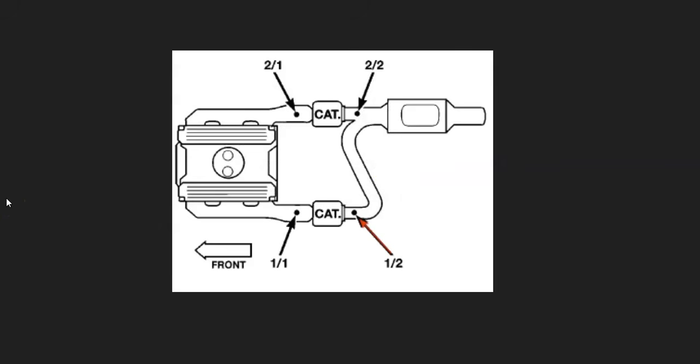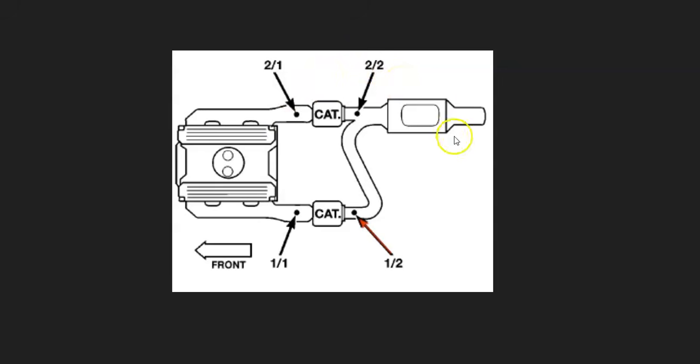It is a good idea to get a diagram where all the O2 sensors are laid out on your particular Dodge, since there can be some slight differences. For example, this is a 2005 Dodge Ram, and bank 2 sensor 1 is right here, bank 2 sensor 2 is right here. Sensor 1 is going to be before the catalytic converter, and it's also called the upstream oxygen sensor. And sensor 2 is going to be after the catalytic converter or right on it, and is also called the downstream oxygen sensor.